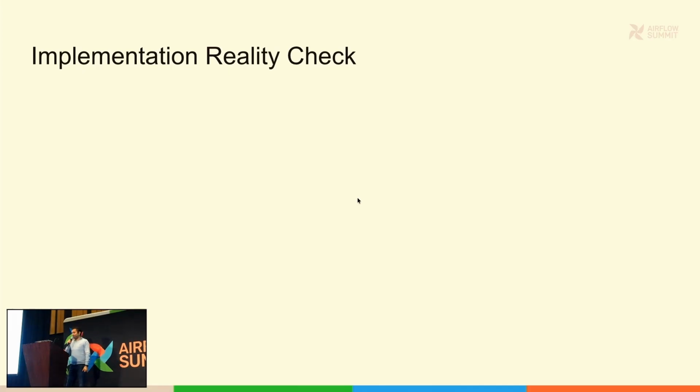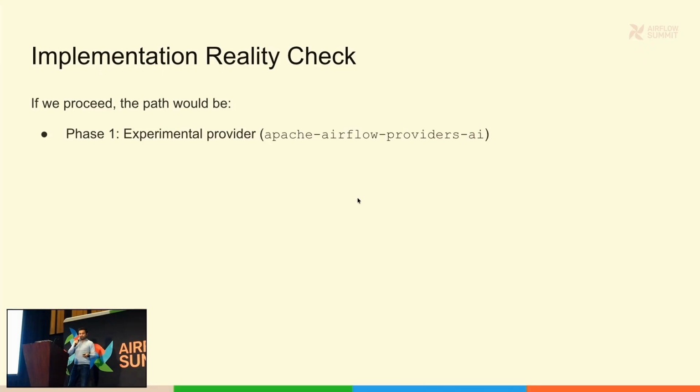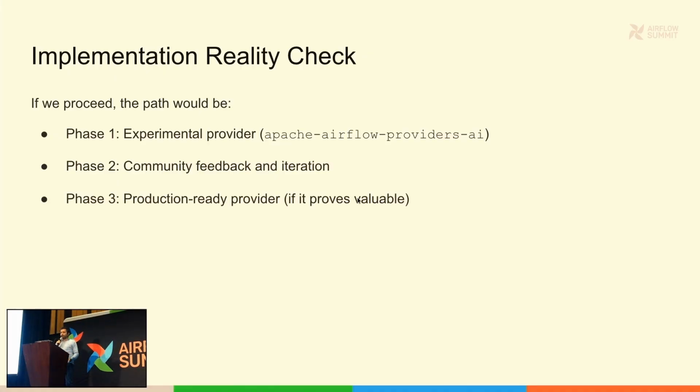So, implementation reality checks, right? I am really waiting to hear what you guys think after the talk. If we proceed and this is worth building, then phase one will always be an experimental provider. We don't want to touch core right now. We will create a separate provider so it does not break anything. We'll iterate faster, so it will be 0.x releases. We'll get some community feedback, iterate on the guardrails that we want to place on it, then create a production-ready provider, and then integrate it with core.